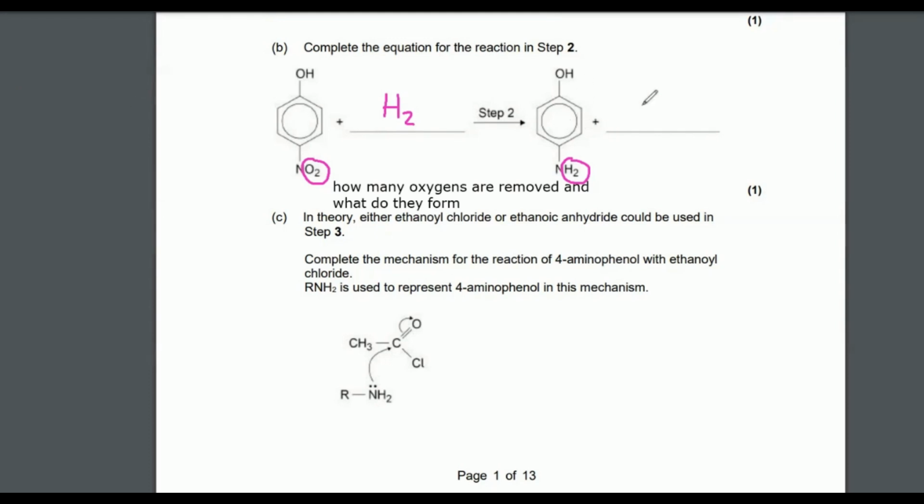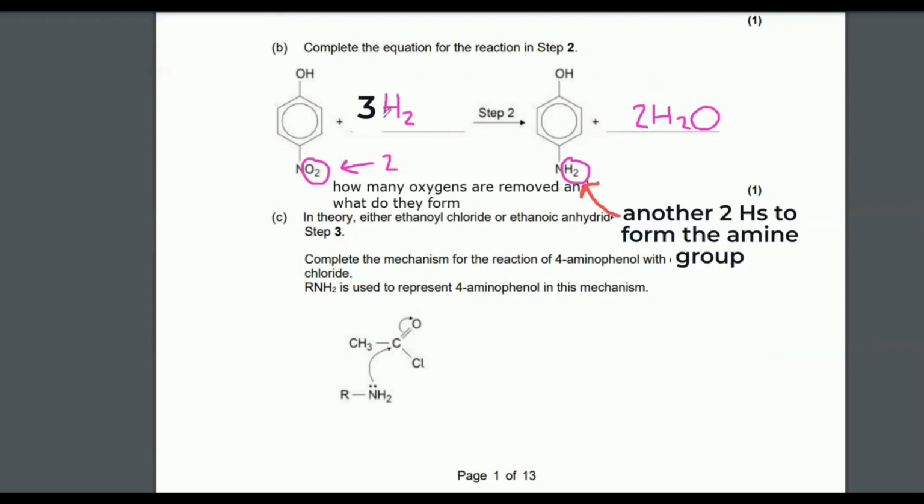Now the question is, how many H2Os? Well, we're removing two oxygens, and each H2O has one oxygen, so we're going to need two H2O. However, don't forget, we're also adding on another two hydrogens to form the amine group. So altogether, we're going to need three hydrogen molecules to make this work. Big shout out to Noor Shah for pointing out my mistake in my earlier rendition of this video. Although I had circled the H2 on the amine group, I completely forgot to add it on when going through my walkthrough.